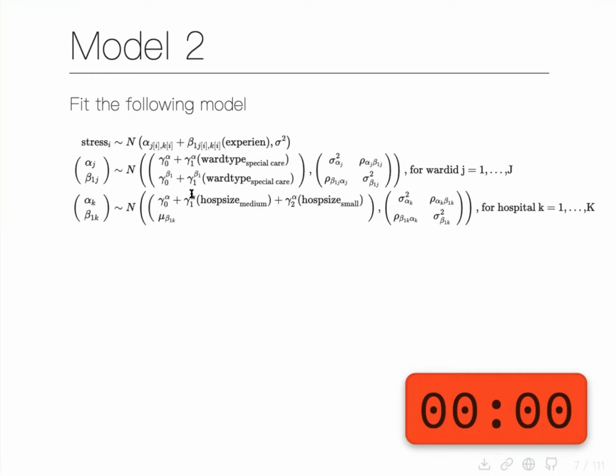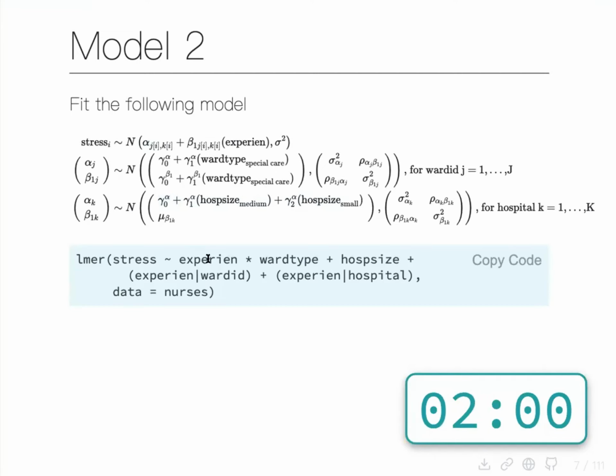And so we just add that variable in as a factor, and it will add in 2 coefficients for us, with the third, this one, being the reference group. Okay, so that ends up looking like this. We have experience times ward type, so that's all of this part. Okay, and then we have plus hospital size, so that's these two coefficients. And then for both of these two coefficients, they're randomly varying at the ward ID level and the hospital level. So experience is randomly varying at ward ID plus experience randomly varying at hospital.